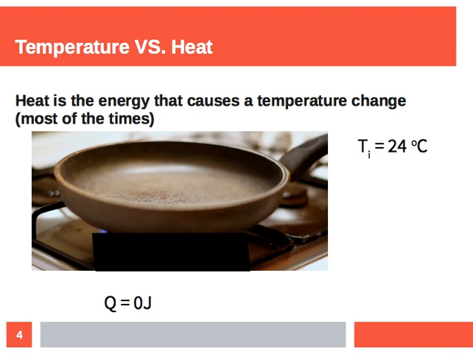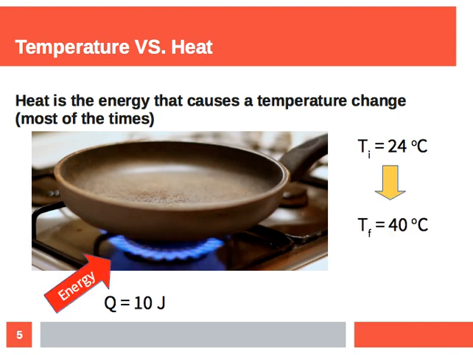And then later on, I'm going to turn on the oven. We got energy. Now we got 10 joules. Now when you add energy to this pot, the water inside of it is going to change its temperature. Let's imagine that with this amount of energy, the temperature changed to 40 degrees Celsius. So that's the final temperature.